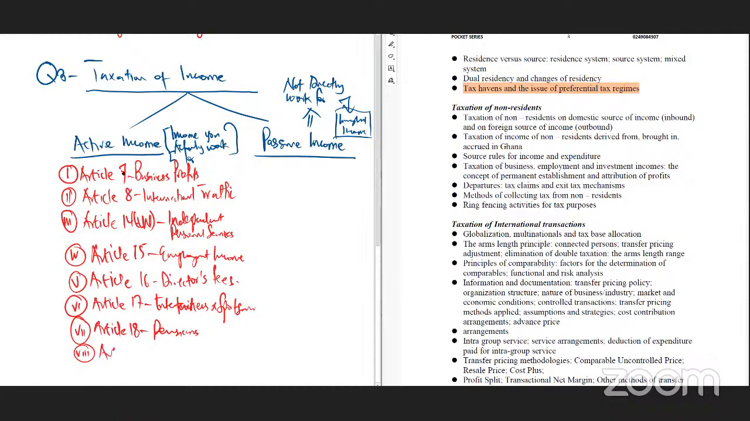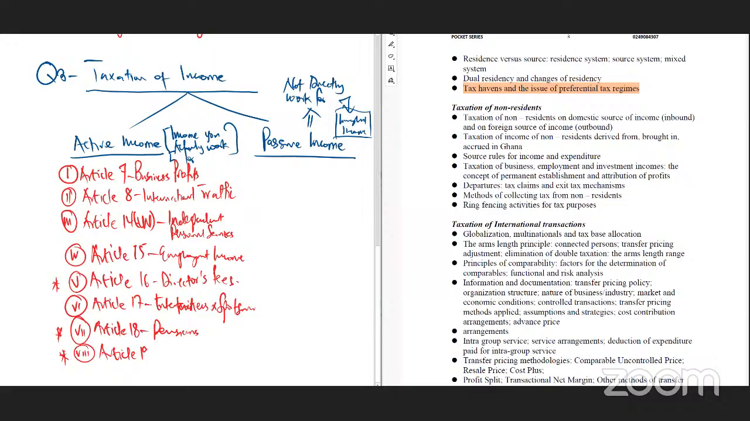These articles, hardly would they examine them on their own, like Articles 18 and 19. They'll be part of a big question, directors' fees too. Hardly will you see it on its own as a full question, but rather as part of maybe an employment income question. But the other ones can be examined as a full question on their own.